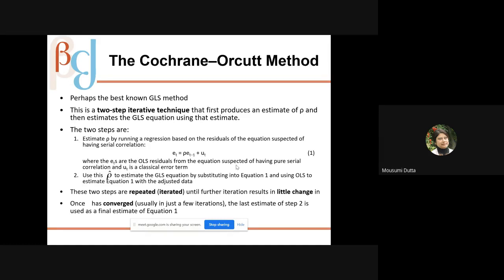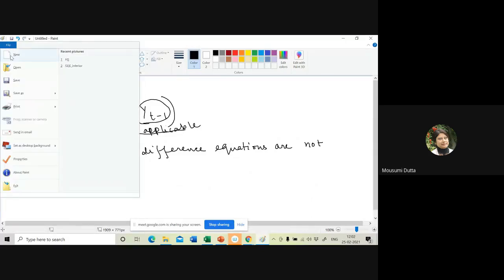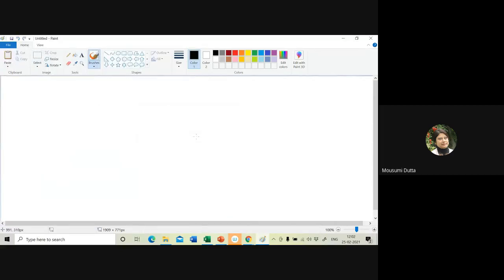So first I'm talking about the Cochrane-Orcutt method. Since it will be better if you have a write-up, I am telling you the steps. Please write down: the Cochrane-Orcutt method is an iterative technique. I hope you understand the meaning of iteration. Repetitively, you need to estimate the values, and when it converges, that is, you get no change, you stop.